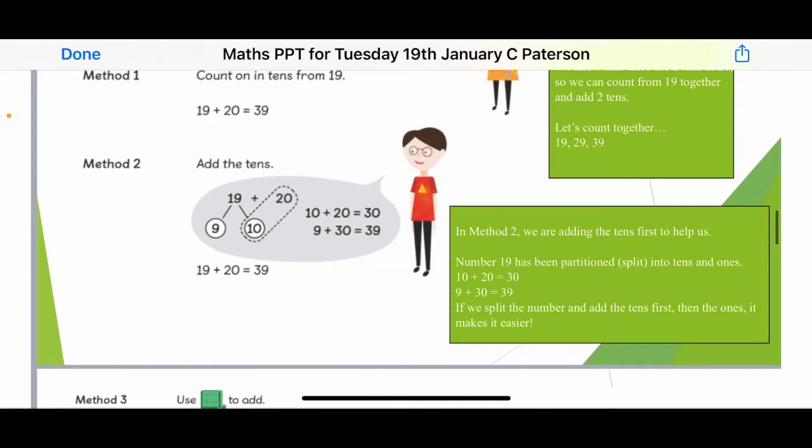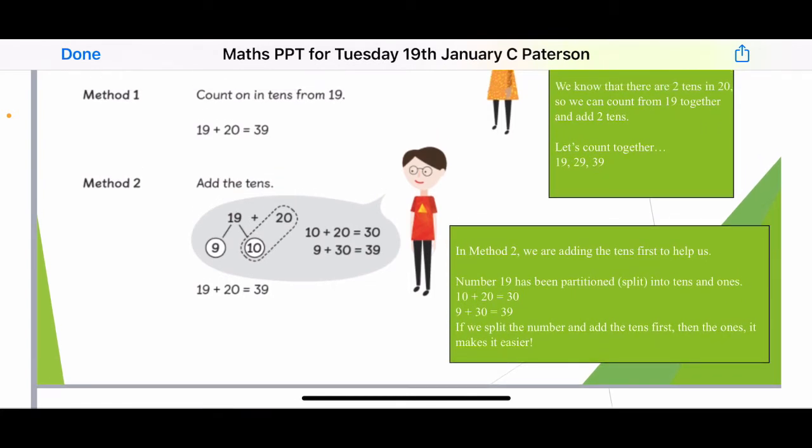In method 2, we are adding the tens first to help us add. Number 19 has been partitioned into tens and ones in this diagram here in this picture. So we know that number 19 has 1 ten and 9 ones. So what we can do there is we can add the 10 from the 19 onto the 20. So 10 add 20 equals 30. Then we need to add the 9 onto that, the 9 ones. So 9 add 30 or 30 add 9 is 39. If we split the number and add the tens first, then the ones, it makes it a little bit easier to solve that problem.